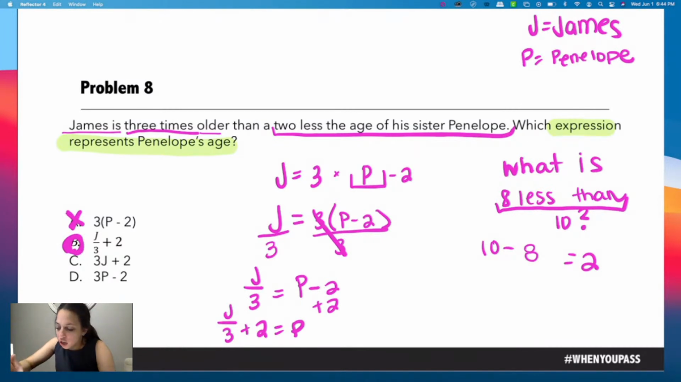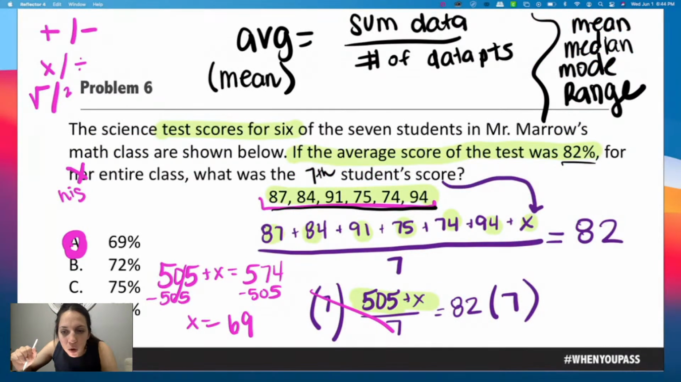All right, I had a question on the last problem that I just did. What is the mode of a list that doesn't have a repeating number? That's a great question. So let's go ahead and make up a set of data. Actually, we have a set of data.